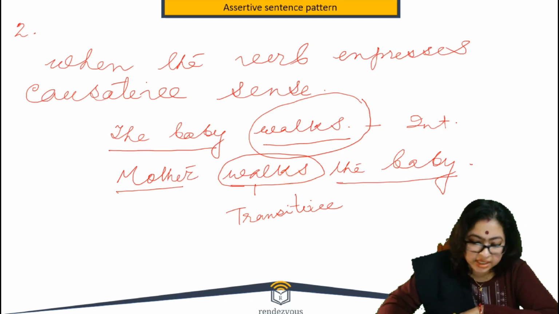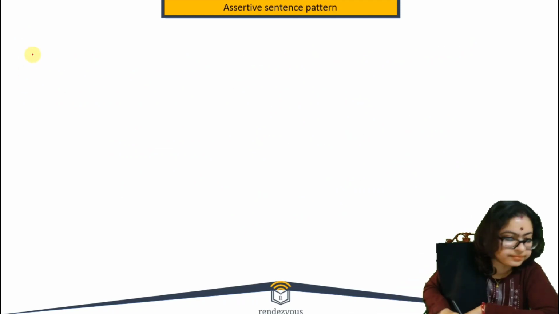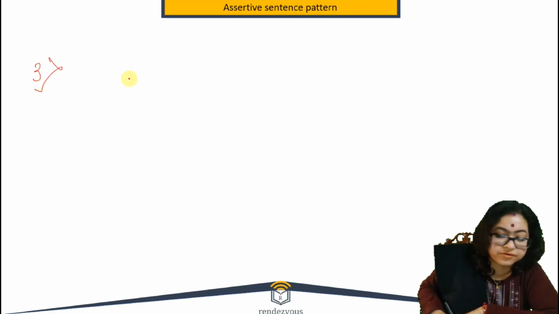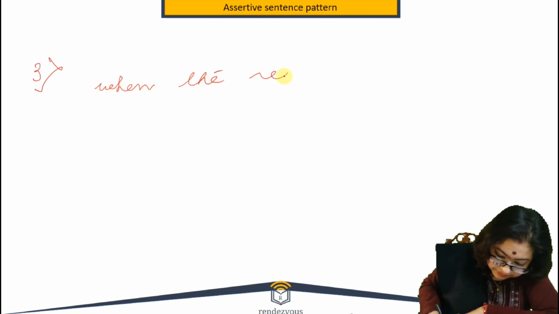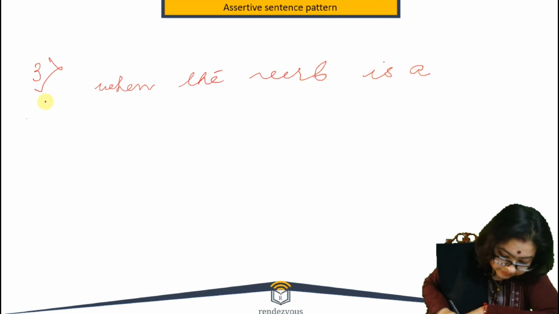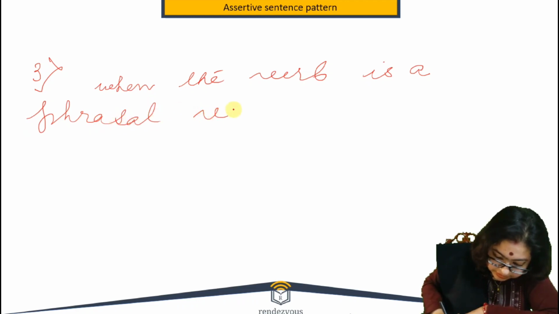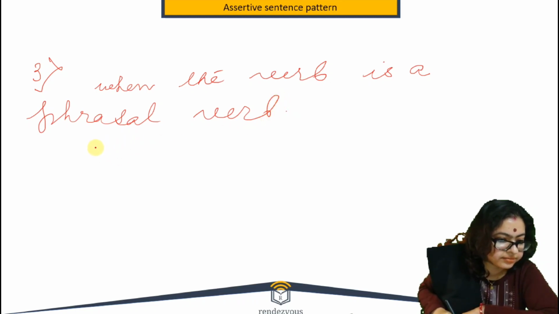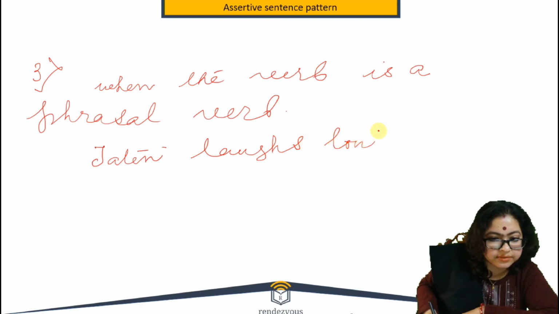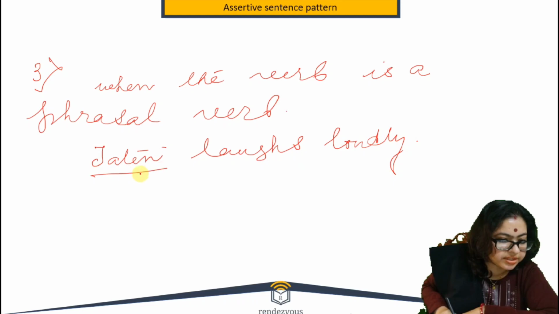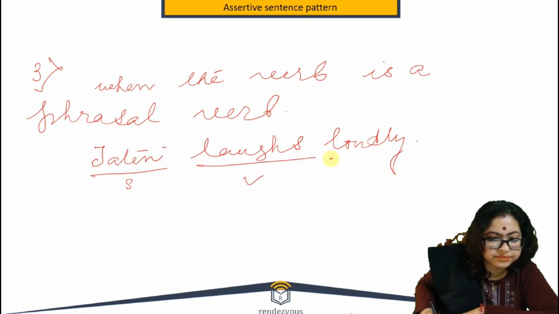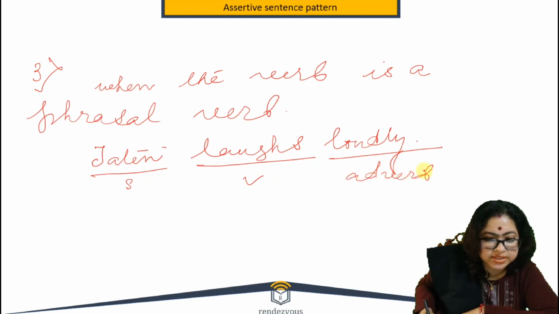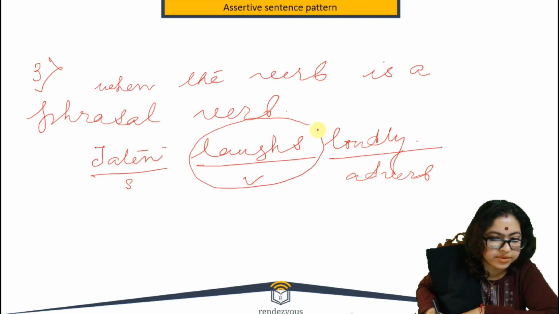Now moving on to case number 3: when the verb is a phrasal verb. Now coming to an example in this case, if I say, Jatin laughs loudly. Here Jatin is the subject, laughs is the verb, loudly is an adverb. So in this sentence there is no object, so this verb is an intransitive verb.